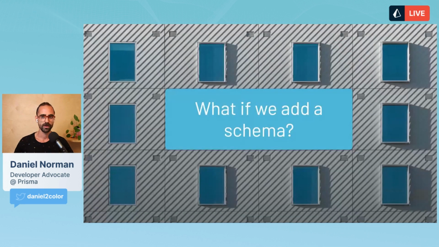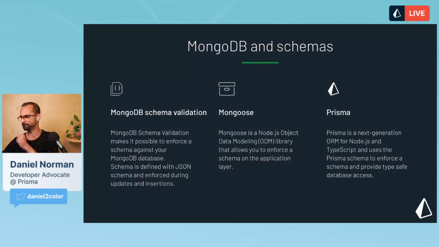So what if we introduce a schema to ensure more consistency across documents in a collection? Which leads us to the second part of this talk, MongoDB and schemas. There are a number of solutions that have addressed the challenges of a flexible schema, and of course this is by no means an exhaustive list, but these are the very common ones.